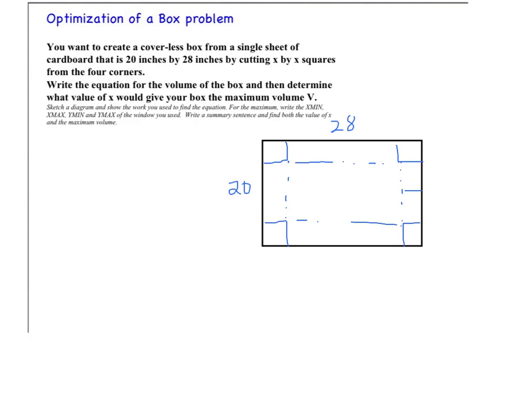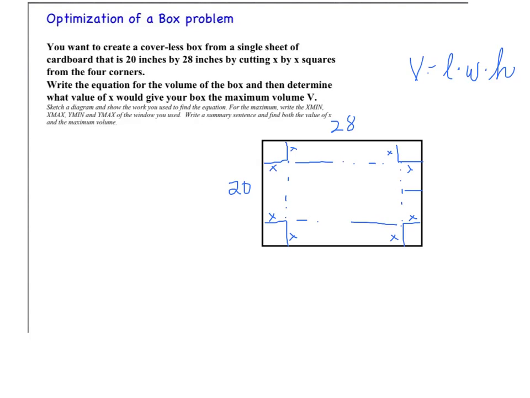And what we want to do is maximize the volume of this box. So remember that a box's volume is length times width times height. Now right now it's flat, it has no height. But what we're going to do is fold up the edges, and since all of these are squares and all the sides are the same, we're going to let the sides of each of these squares be x.